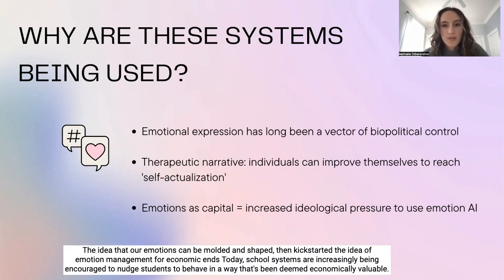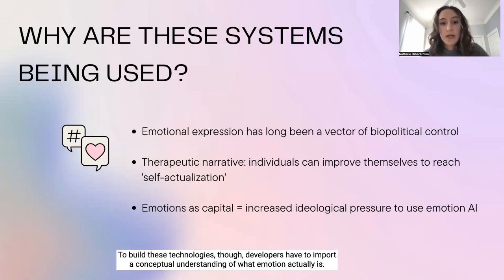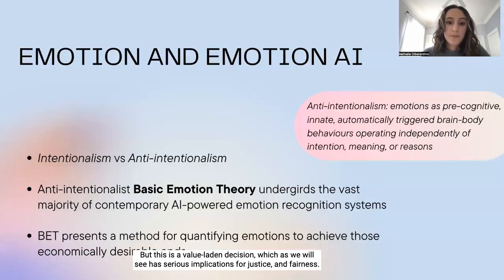The idea that our emotions can be molded and shaped then kickstarted the idea of emotion management for economic ends today. School systems are increasingly being encouraged to nudge students to behave in a way that's been deemed economically valuable. Think, for example, of priming them to best perform emotional labor in the workplace. To build these technologies, though, developers have to import a conceptual understanding of what emotion actually is. But this is a decision which, as we will see, has serious implications for justice and fairness.